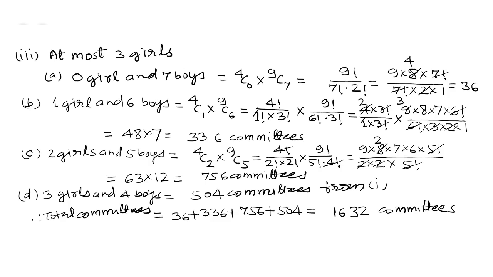So this is equal to 1632 committees. So part 3 has the answer. There will be 1632 committees in which at most 3 girls will be there in forming the committees.